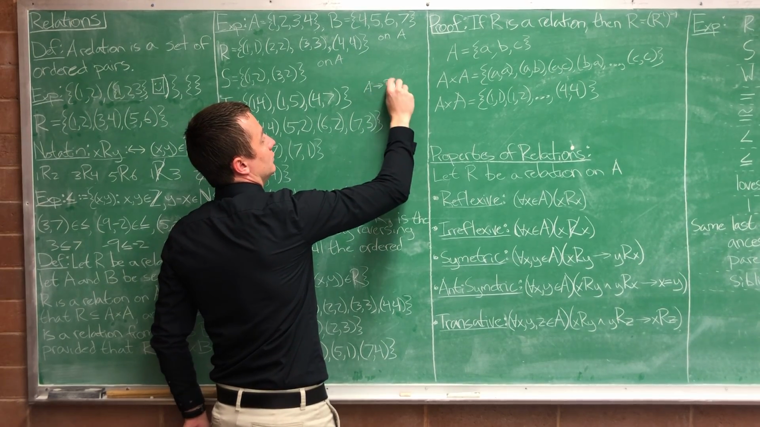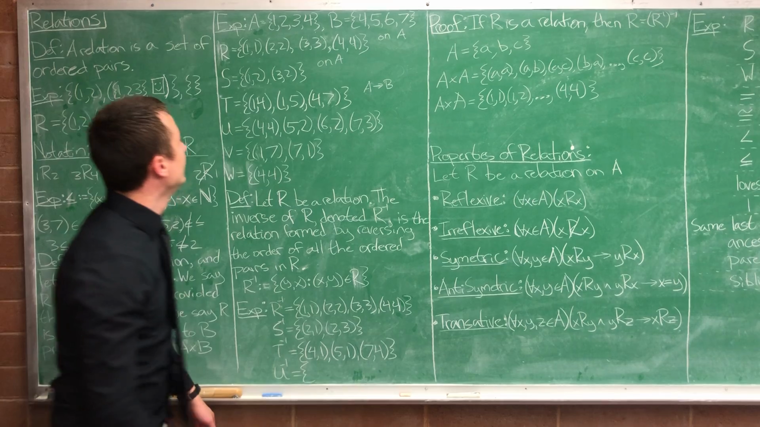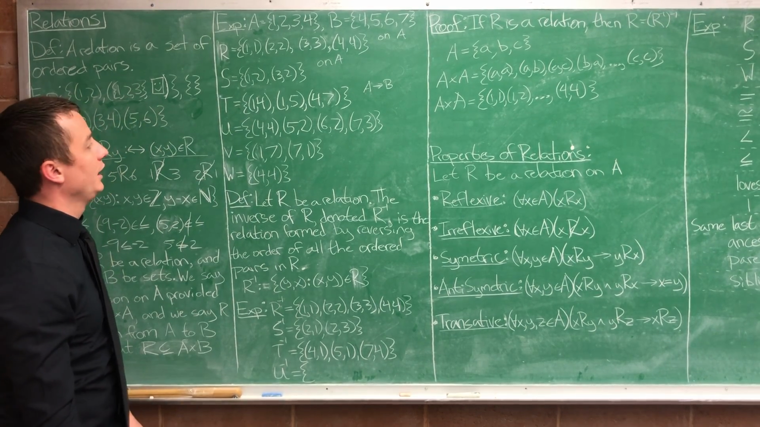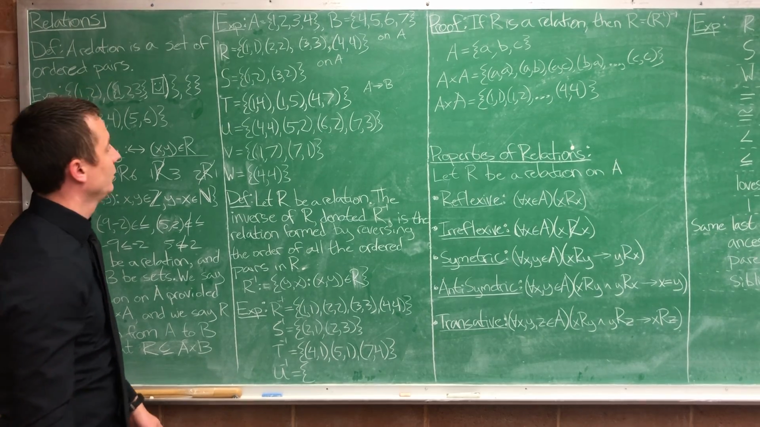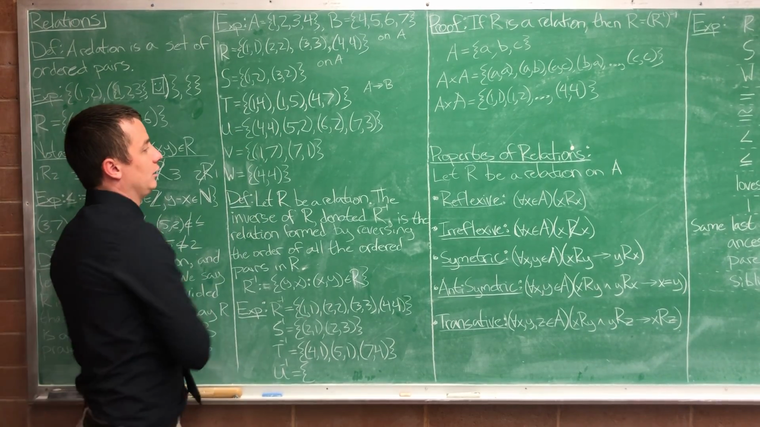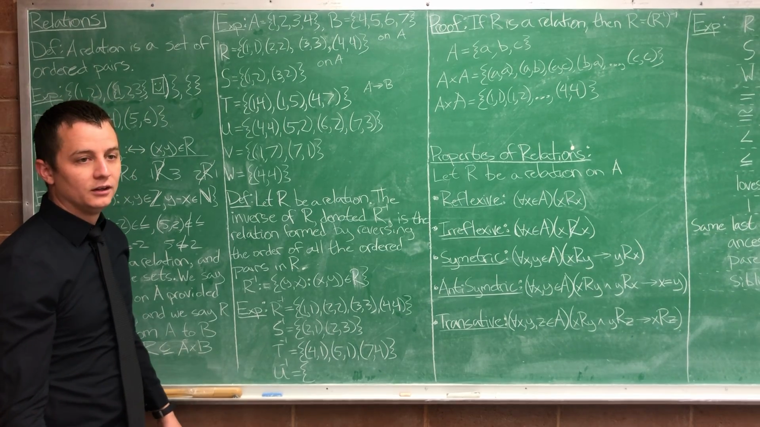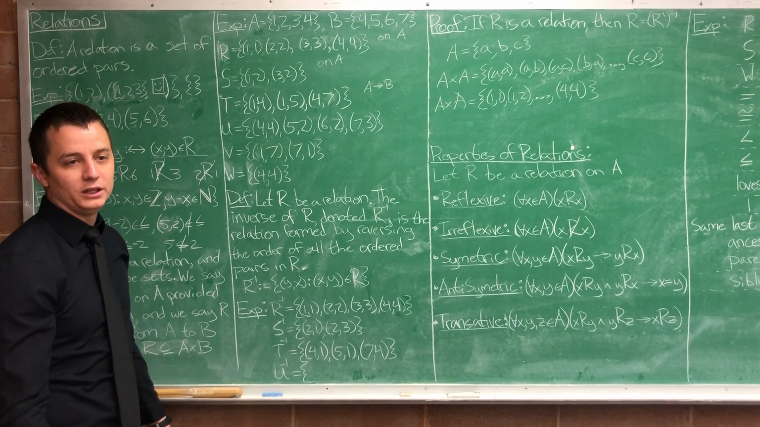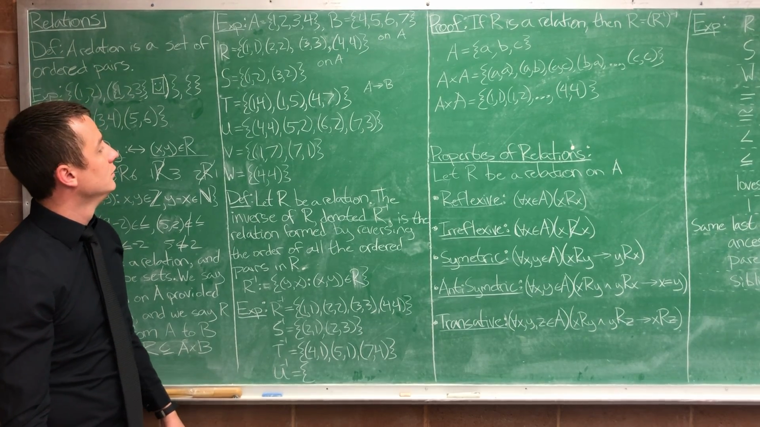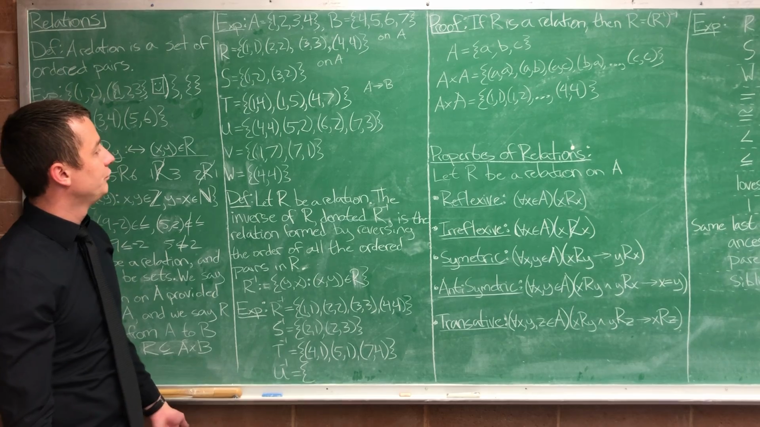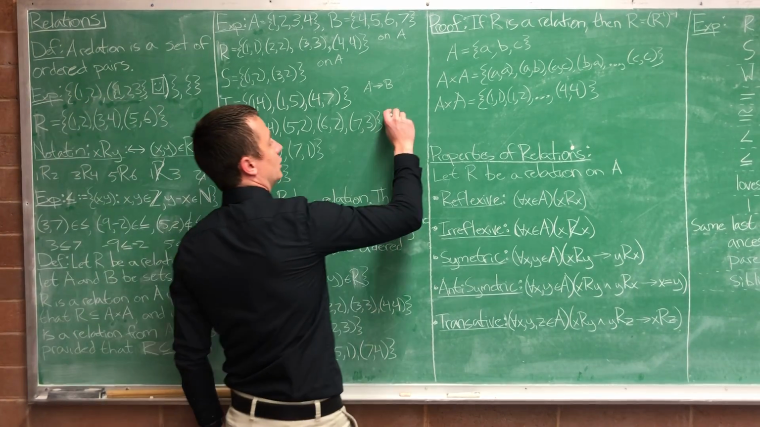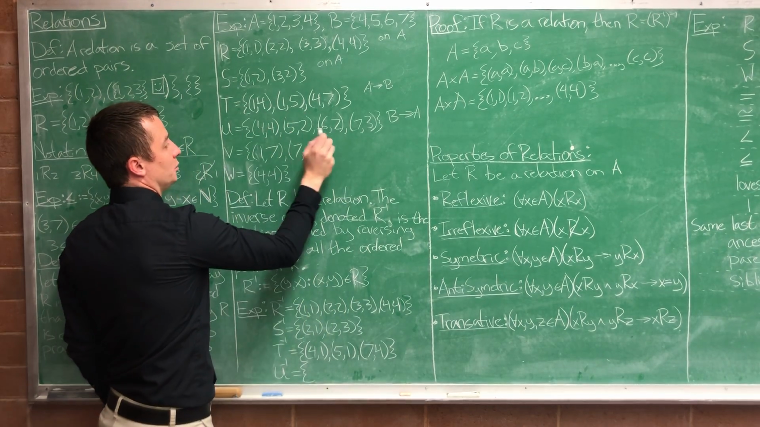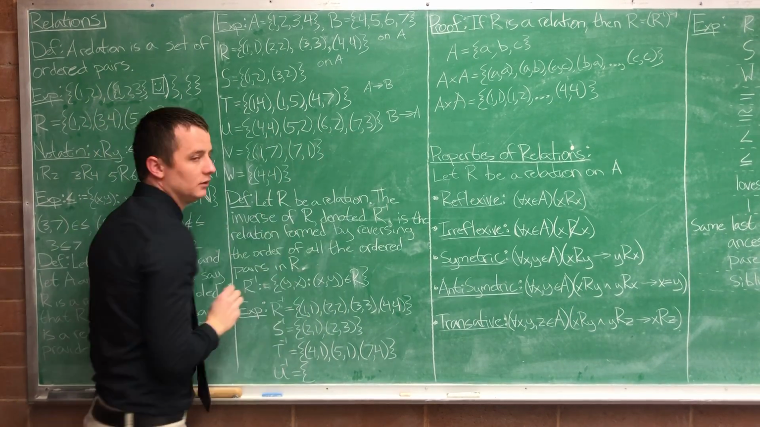We often signify that with an arrow, A to B. Is it a relation on B? No. Is it a relation from B to A? No. Okay, next. Is this a relation on A? No. Is it a relation on B? No. Is it a relation from A to B? No. Is it a relation from B to A? Yes. So this is a relation from B to A. All the left-hand elements are in B. All the right-hand elements are in A.